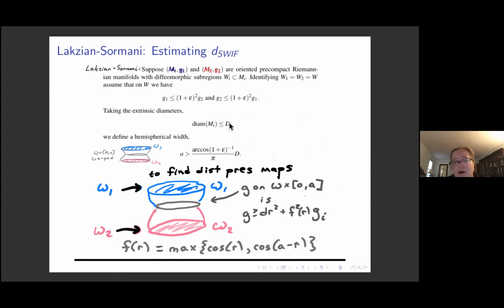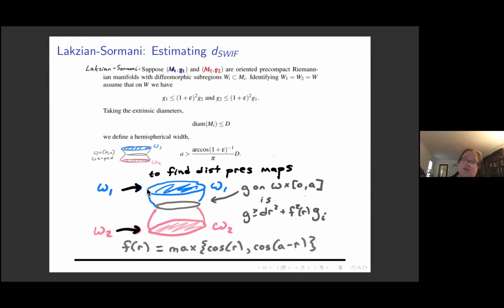Even if, let's say, one manifold has a deep well, the wells will be controlled by this D. And then we define what we call the hemispherical width. Now the hemispherical width is being set up here so that our plan is we want to transition from W1 to W2 with some sort of region that will be part of our Z, okay?